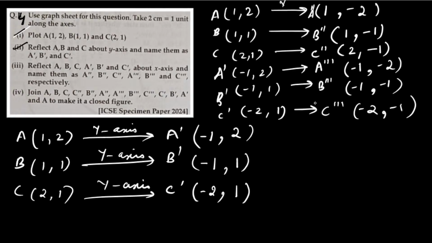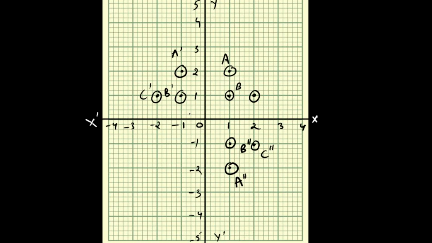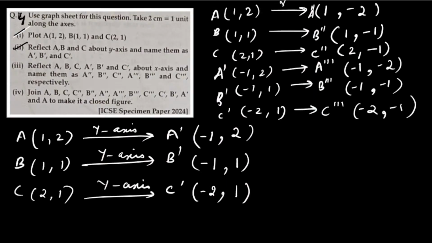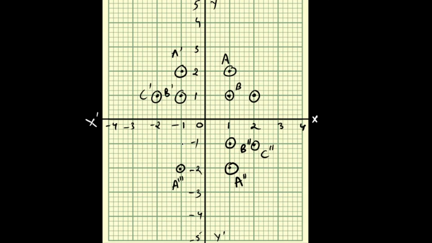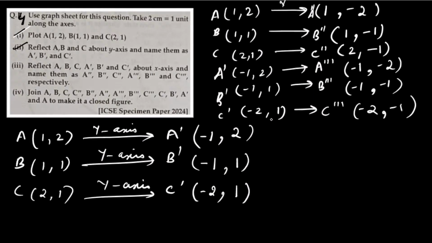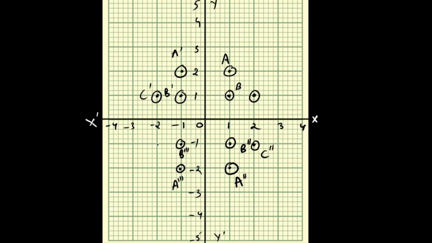A triple dash is (-1, -2). Here we are getting A triple dash. Then B triple dash is (-1, -1). This is B triple dash. Then C triple dash is (-2, -1). This is C triple dash.